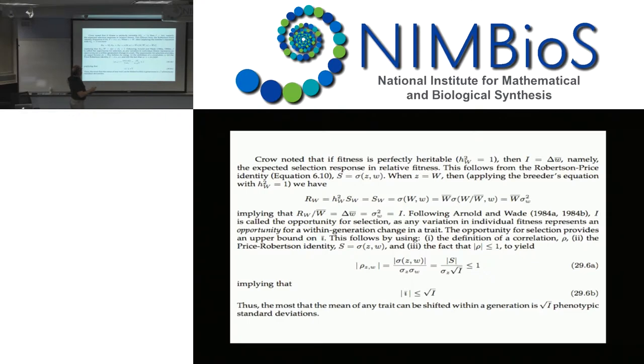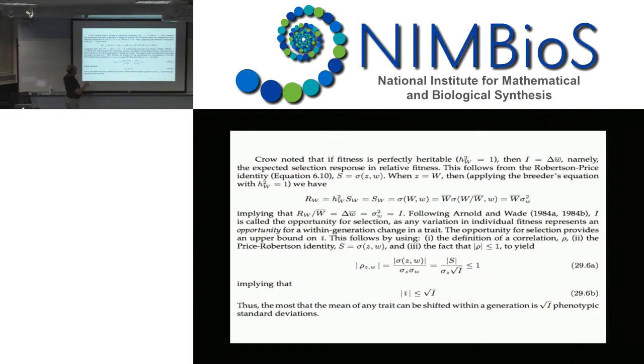And he got that result as follows. We'll talk about this in a little bit. This is called the Robertson-Price identity, and it says you can write the within-generation change simply as the covariance between trait value and relative fitness. So let's not worry about how that comes about, and we'll see that in a little bit.